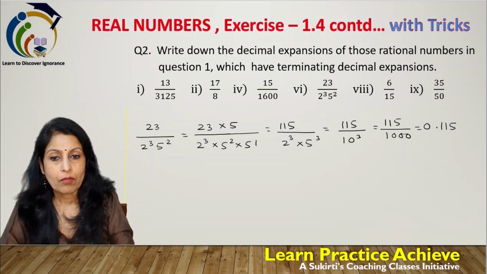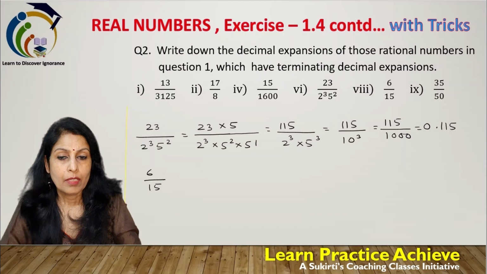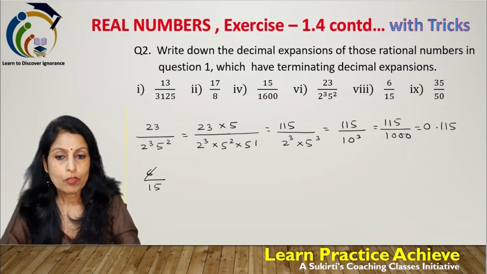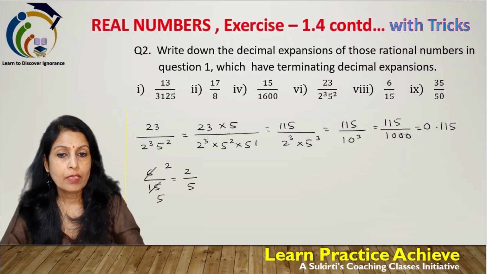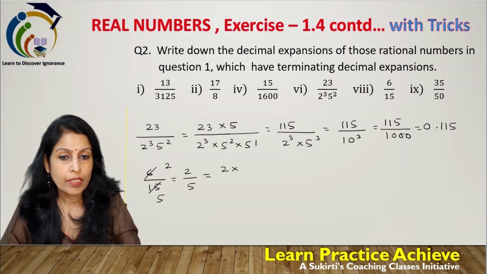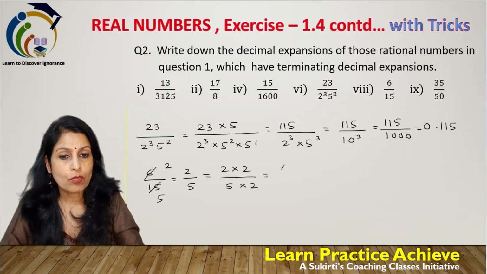Okay. Now the next part is 6 upon 15. Again, in 6 upon 15 there are common factors between them. So 3 2s are 6 and 3 5s are 15. You can write it as 2 upon 5, and now this can be changed into 2 into 2, because if we multiply 5 into 2, it will change into a number like 10. So this is equal to 4 upon 10, and the answer is 0.4.